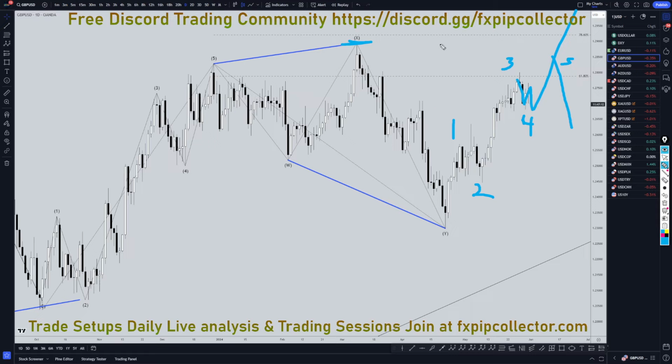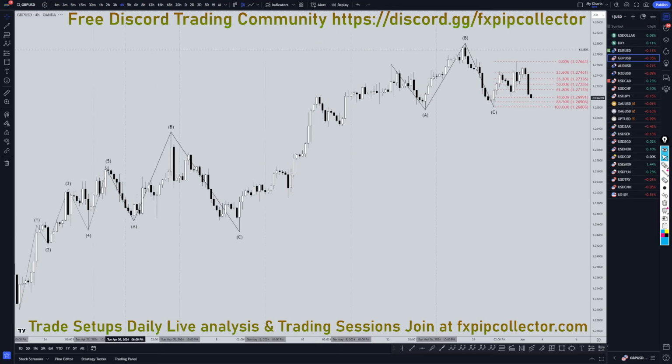But if this really is a wave 3 on the higher time frames, a wave 3 is supposed to be the biggest, strongest wave of a trend, and I personally think that this is likely to continue to make higher highs and higher lows. So taking it down to the 4 hour time frame.